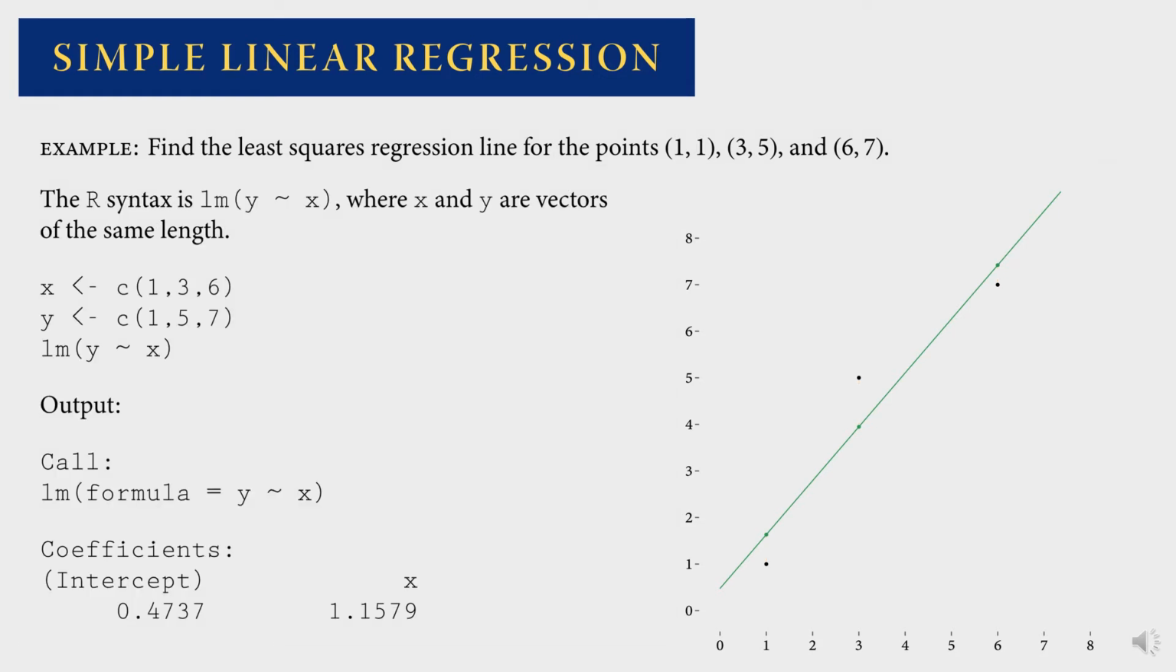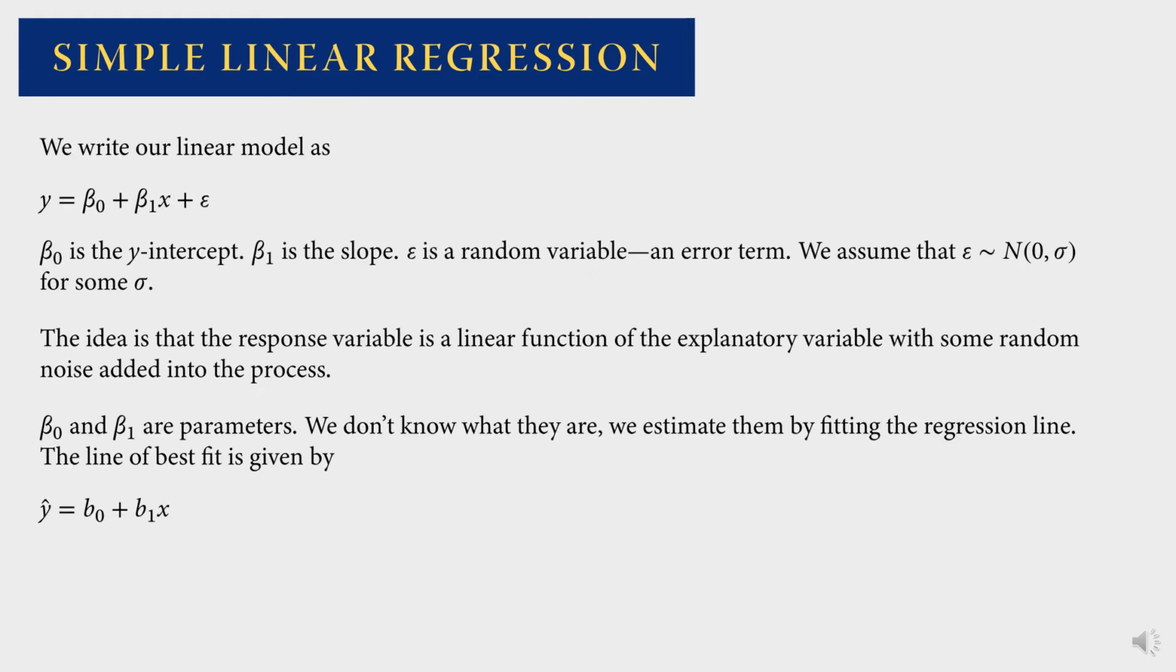This is the syntax you use in R. If you have two variables, x the explanatory, y the response, lm(y ~ x) gives you this output here, the intercept and the slope. The idea is that y is this linear function of x, but there's some error attached to each point, so that the data doesn't all fit on a single line. This error could be measurement error or just some kind of variation in the process that prevents x and y from having a perfect linear relationship.